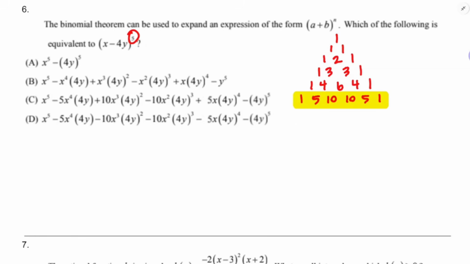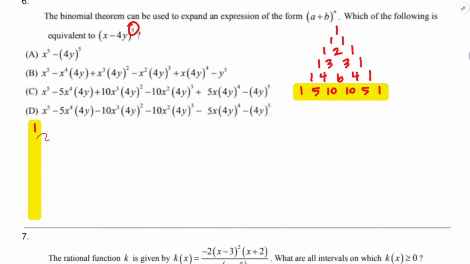I like to kind of arrange them vertically. So I'm going to just kind of do that there, and then go back and copy this in right here. 1, 5, 10, 10, 5, and 1. Okay, then I'm going to have the powers of x and the powers of negative 4y. And I think that's really what we're going to have to be worried about is the negative here.